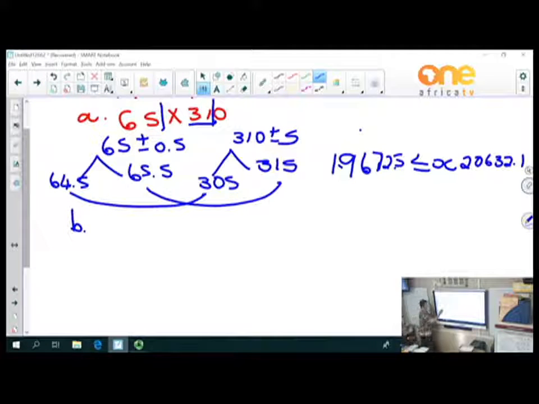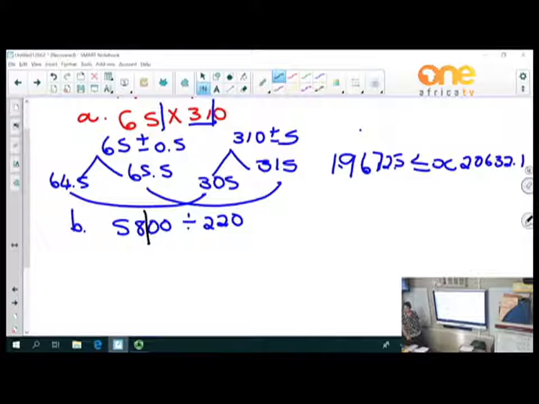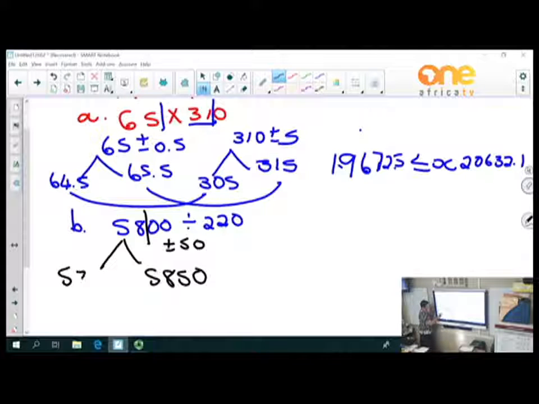5,800 divided by 220, each one to two significant figures. The first thing we look at is where the two significant figures are. For this one, there are two significant figures, so what is the maximum error? 50, yes, so this is plus or minus 50. The upper bound is 5,850 and the lower bound is 5,750.